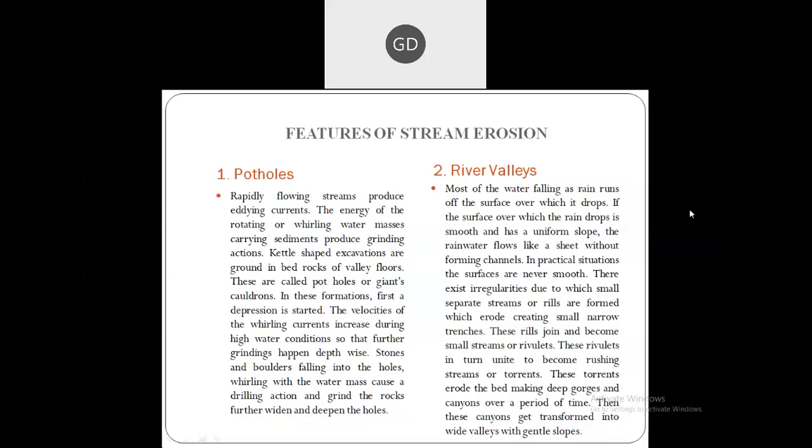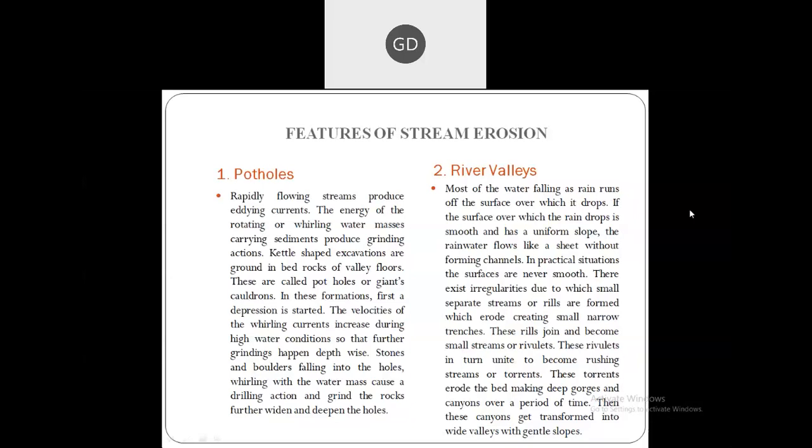A river valley can be defined as a lowland that is surrounded on sides by inclined hills, slopes and mountains. So it is a kind of lowland surrounded by all those inclined hill slopes and mountains. Every river is associated with a valley of its own. And in fact, rivers are responsible for the origin, development, or modification of valleys through the process of river erosion. So this is about your river valleys.